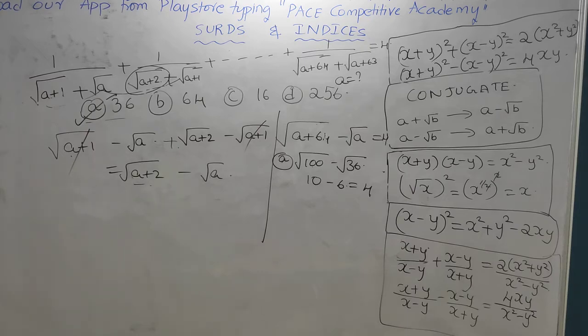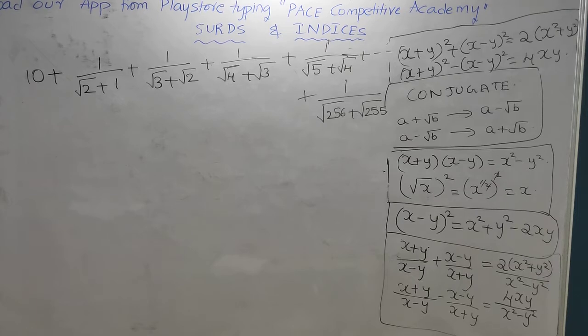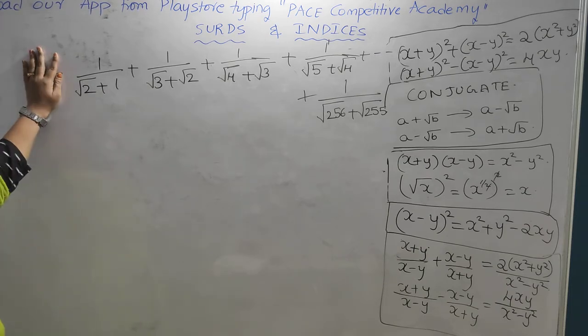Let us go to the next question. The next question is 10 plus 1 by root 2 plus 1. 1 can be written as root 1 also. Plus 1 by root 3 plus root 2, plus 1 by root 4 plus root 3, and so on up to 1 by root 256 plus root 255. We need to solve this. Let us eliminate this 10 for now.